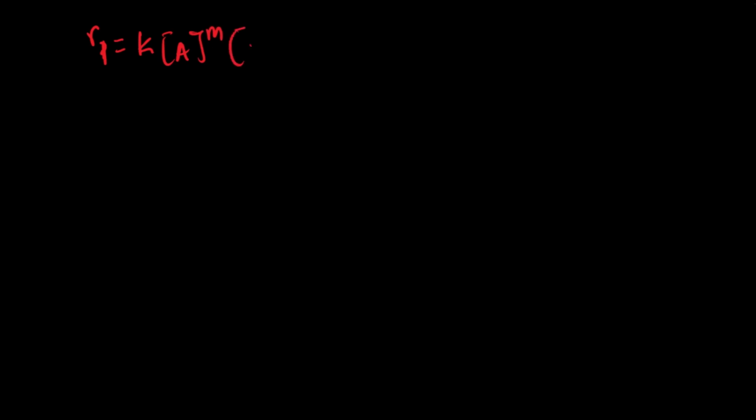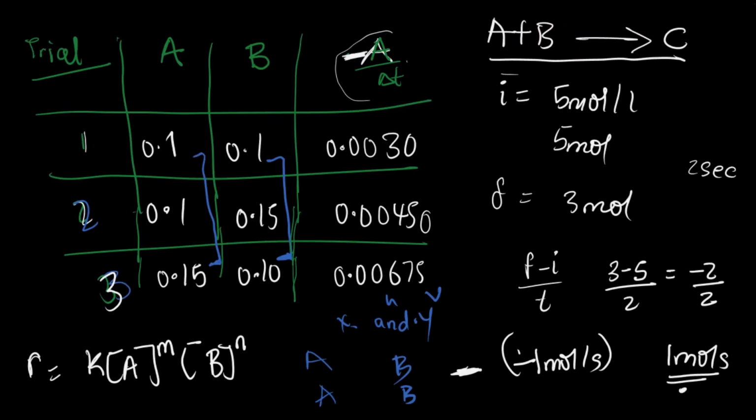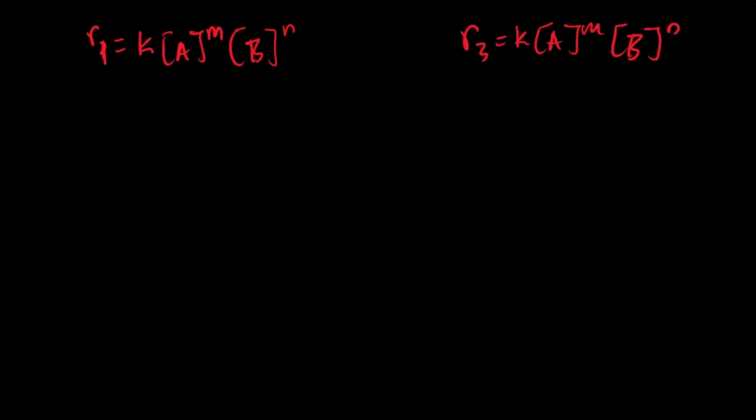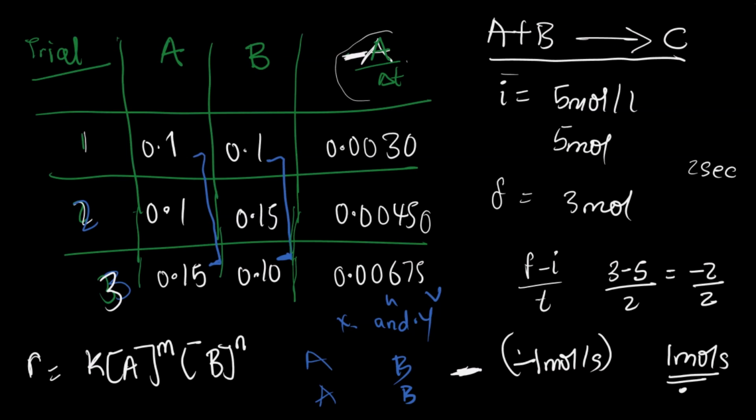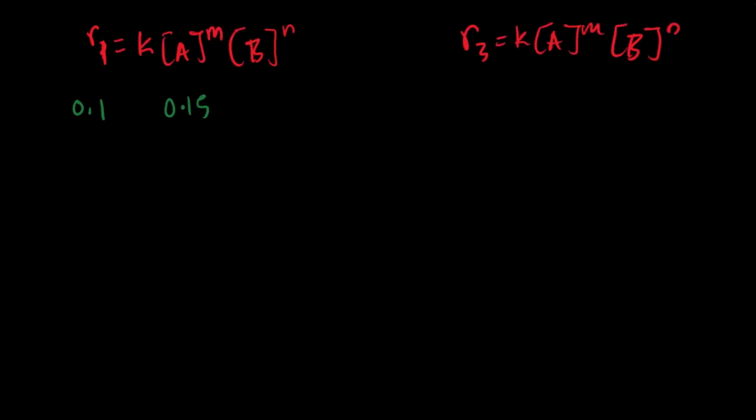So R1 would be equal to K[A]^M[B]^N, and R3 would also be equal to K[A]^M[B]^N. The concentration of A, as we can see, is 0.1 and 0.15, and for B it remains constant at 0.1.